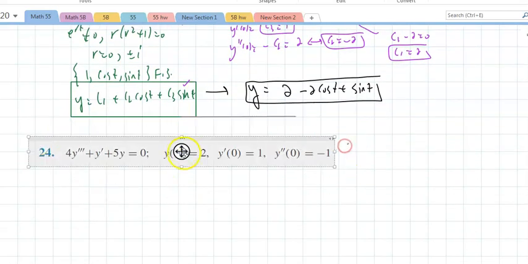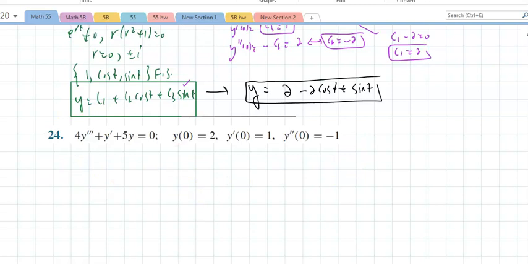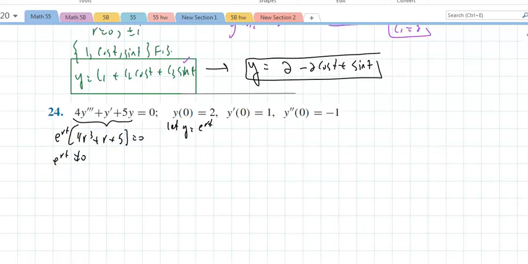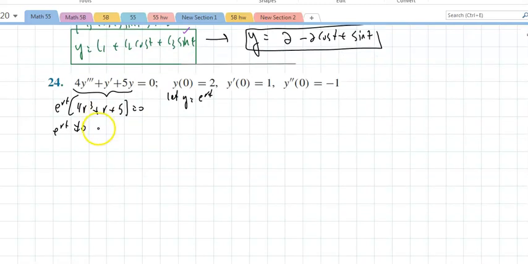24 is my last problem, and it's a lot of fun if you know what I mean. The same deal. This is a linear equation with constant coefficients. I'm going to let y equal e^(rt). I'm going to get e^(rt) times (4r^3 + r + 5) equal to 0. e^(rt) cannot equal 0. So it must be that 4r^3 + r + 5 equals 0.